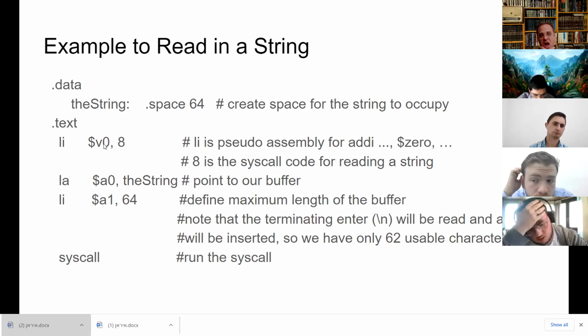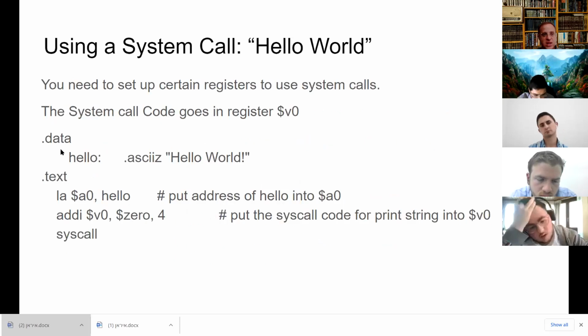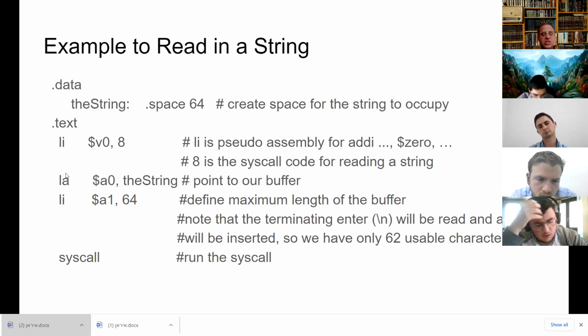Now I need to put 8 into V0. Notice I did it with LI. In the previous example, I put a number in with addi. So LI is just the same as addi, except that I don't have to write the 0 register. The truth is it's pseudo assembly for addi V0, 0, and the 8. So it's actually pseudocode, and so is LA. But these two pseudocodes we allow you to use in the lab because it makes life easier.